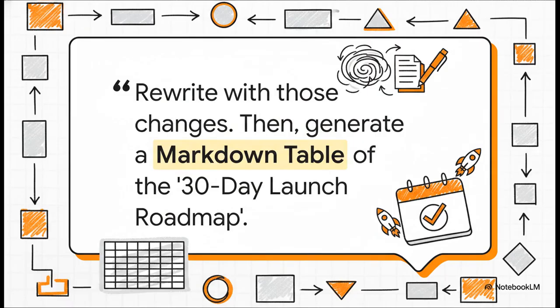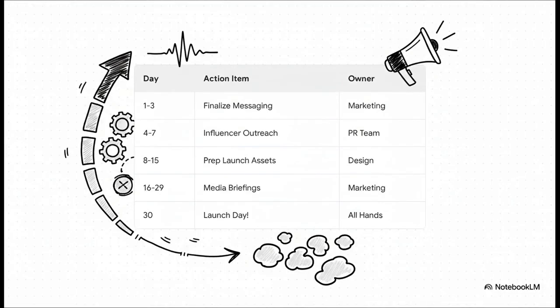And finally, we bring it all home. We ask for the final output. We combine that refinement. Okay, now rewrite it with a very specific formatting request. Generate a markdown table. We're getting a polished piece of writing and perfectly structured data all in one clean final step. And boom, here it is, the result.